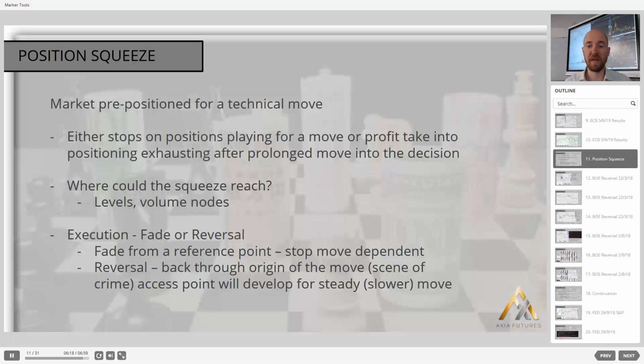The alternative to that is waiting for an access point to develop. You're not going to know exactly where that point's going to be, and so pre-planning that isn't really something you can do. But what you can be thinking is that if you get that squeeze type move, there is going to become a point that allows you into that trade. I'll try and talk that one through when we go and have a look at the technical squeeze and reversal in the coming slides. So let's go and have a look at the first example of this, and this is a move over the Bank of England, where you have had the market position itself into the decision. So let's go and have a quick look at that.